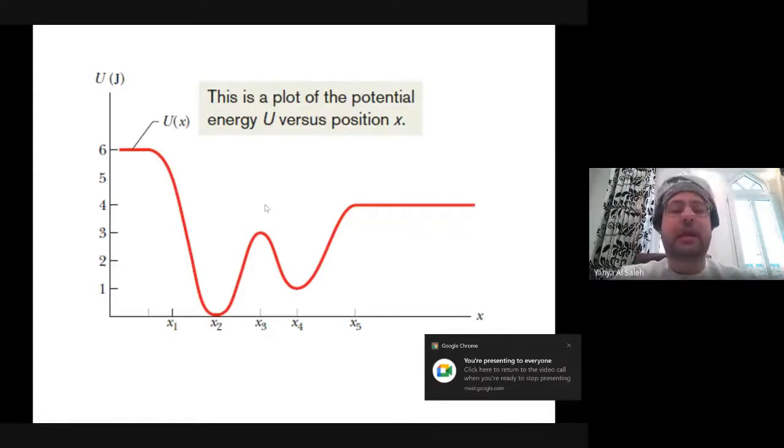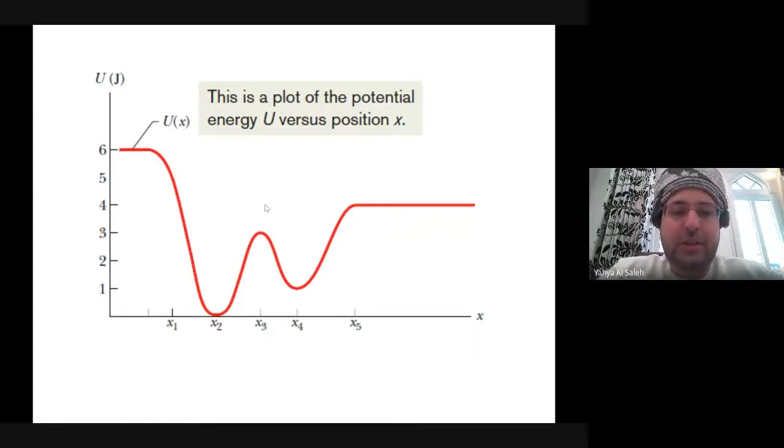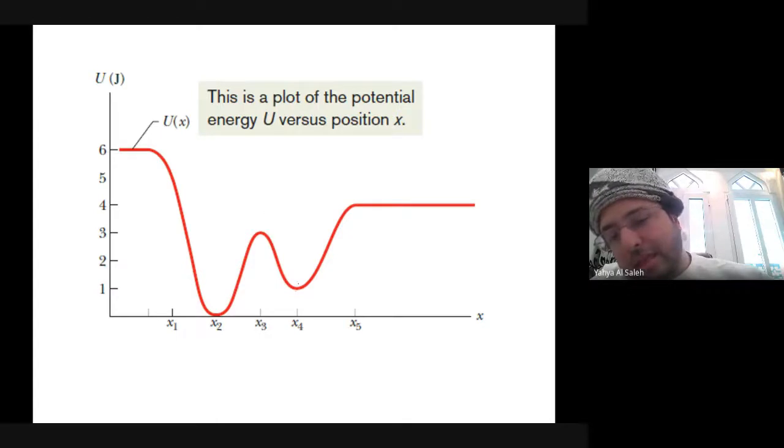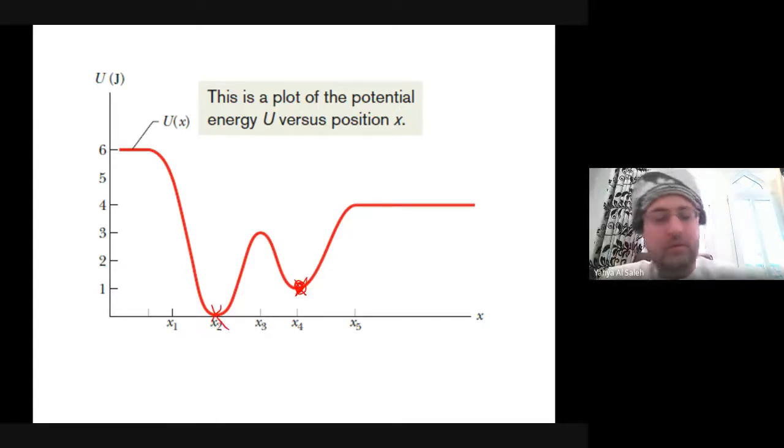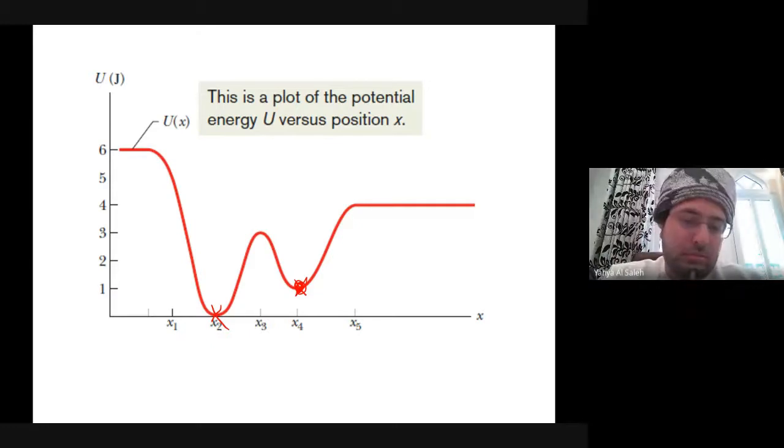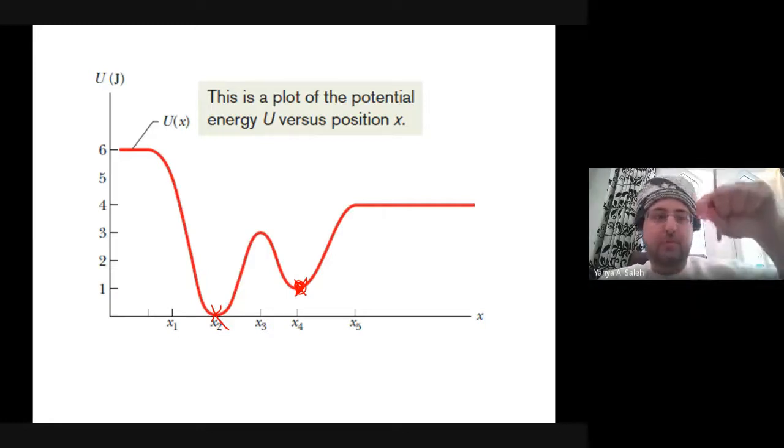So let's take a plot of potential energy, U of x versus x. Now there are some certain interesting points here, okay? This point and this point are special. Why? If I put a small ball here, what would happen if I move it a little bit?